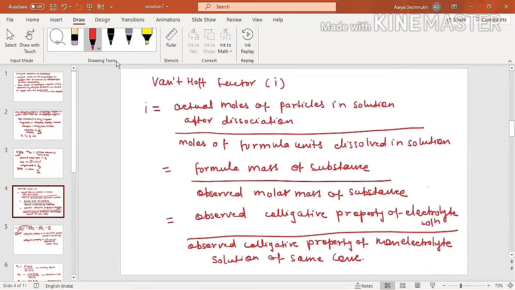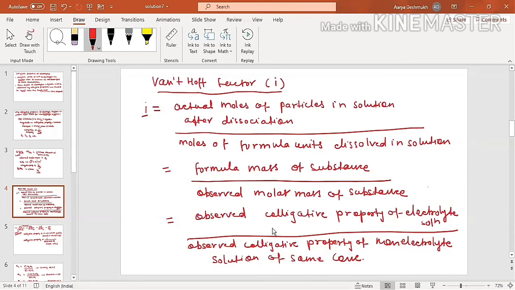Now what is this Van't Hoff factor? This is the factor which correlates between the molar mass of electrolytes and the molar mass of non-electrolytes. It should be something which can cope up with this difference in the values. So that is decided by this Van't Hoff factor, that is i. So what is this Van't Hoff factor actually?